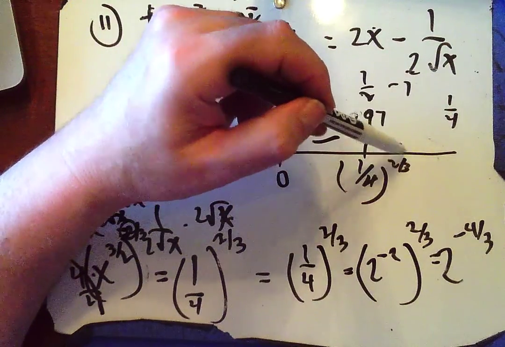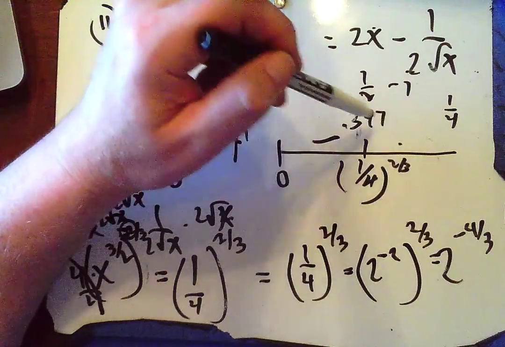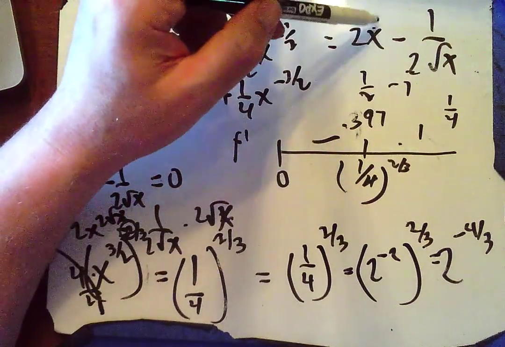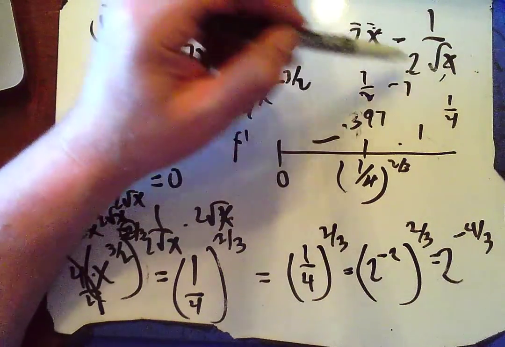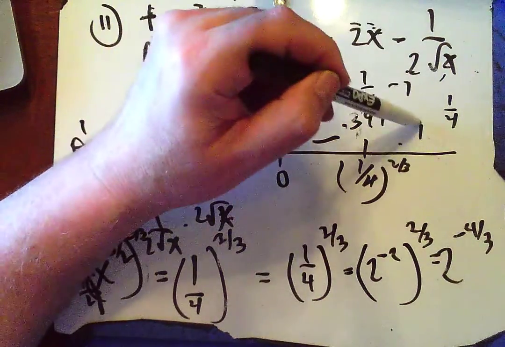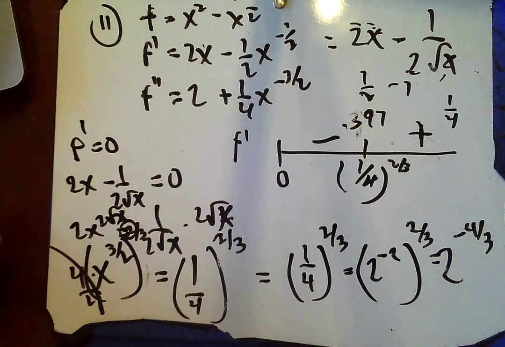And then over here, I'm pretty sure it's going to be positive. Let's plug in that 1. 2 times 1 is 2. And if I plug in a 1 here, I have 1/2. So 2 minus 1/2 is definitely positive. So I feel like I can say a bunch of things now.